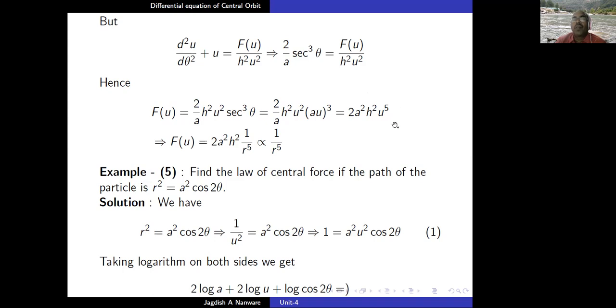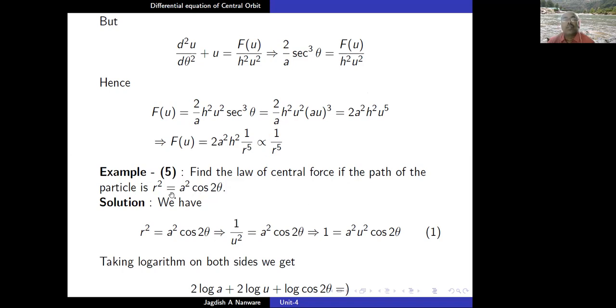Or you can use the value of u as 1 upon r, so that u to the power 5 is 1 upon r to the power 5, right? And therefore this law of central force is inversely proportional to the fifth power of the distance, right?